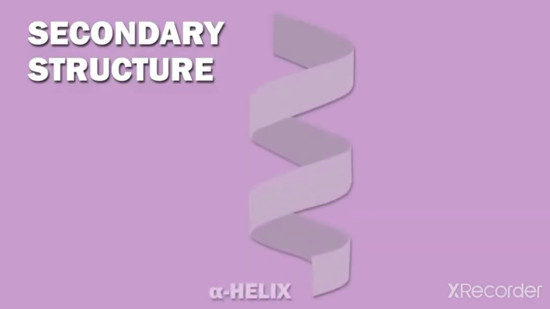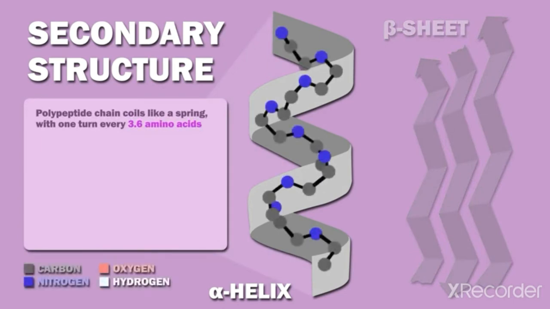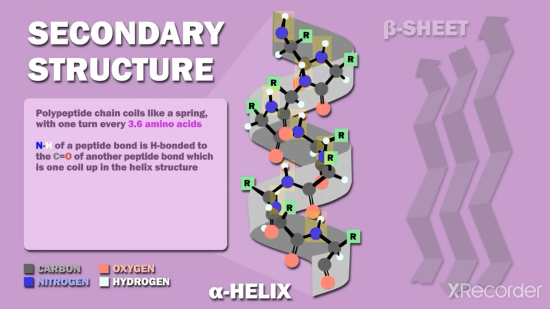Secondary structures include alpha helices and beta sheets. An alpha helix occurs where a polypeptide chain coils like a spring, with one turn every 3.6 amino acids. In alpha helices, the NH of a peptide bond is hydrogen bonded to the C double bond O of another peptide bond, which is one coil up in the helix structure.